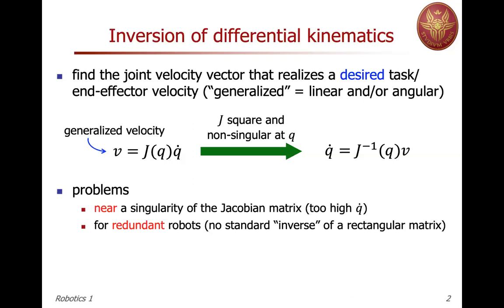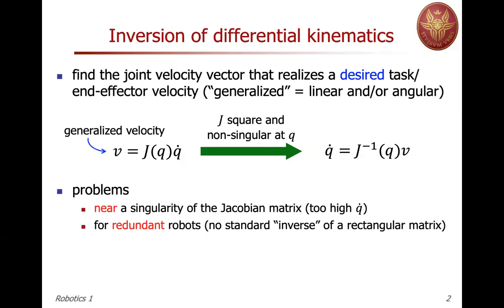The other problem is, what if the Jacobian is non-square, so that the inverse is not defined? We have to generalize the concept of inversion, and we will see that we can do this in a number of ways.